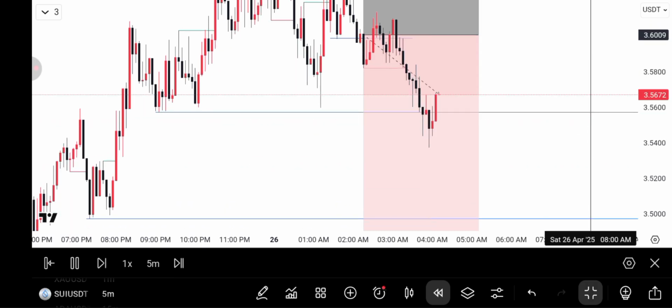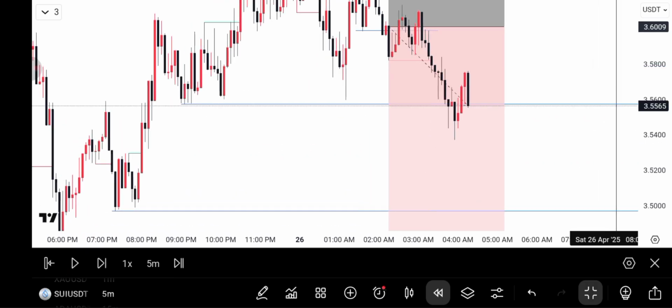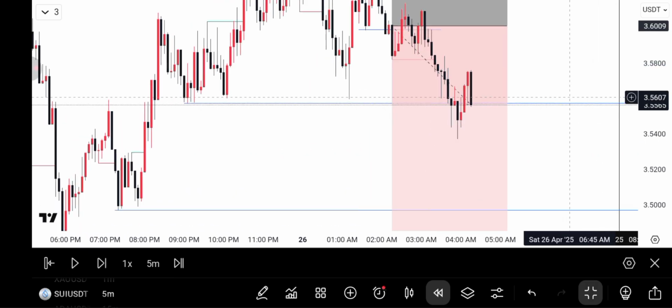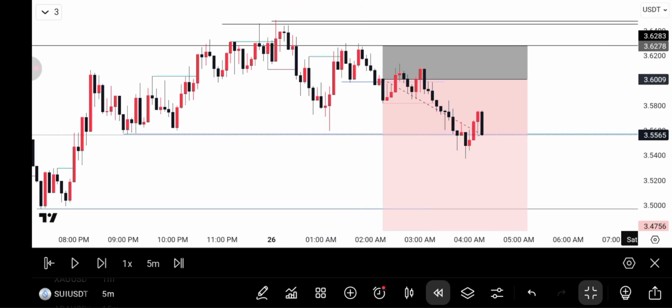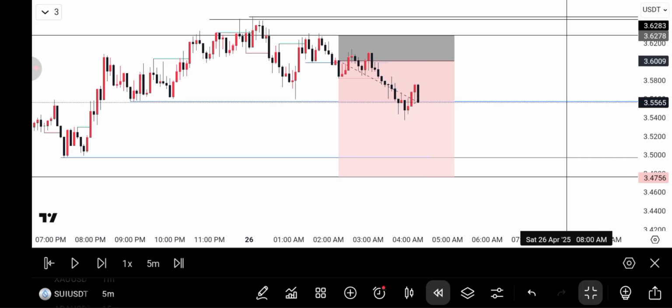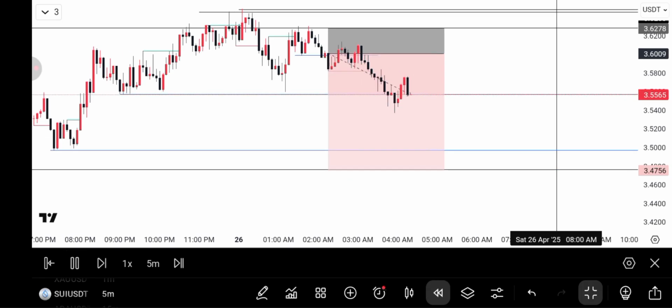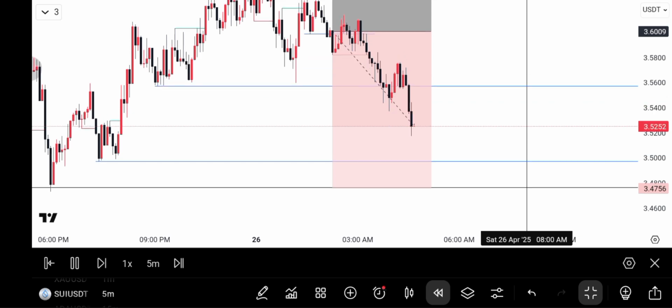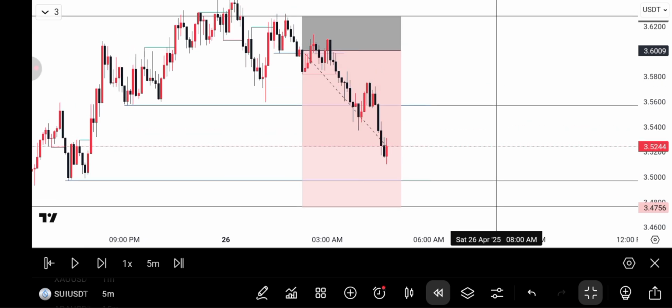So now price has come to our internal structure, right? So how are we going to enter another trade? That which I was telling us is exactly what I'm going to do. Now you see what I'm saying.